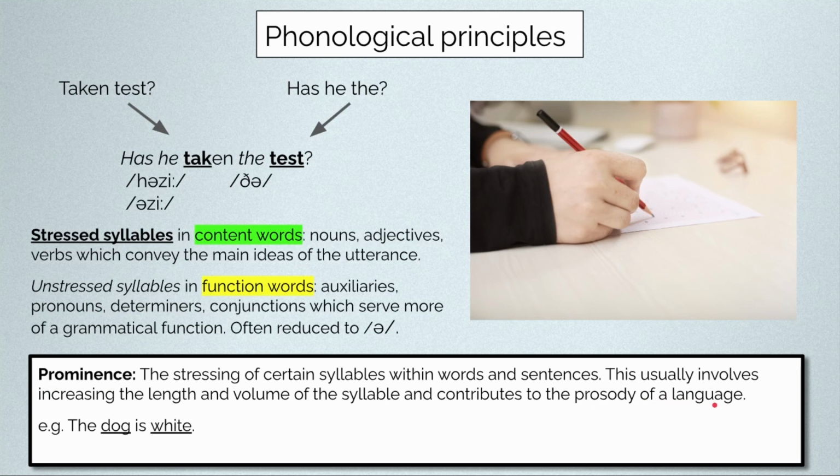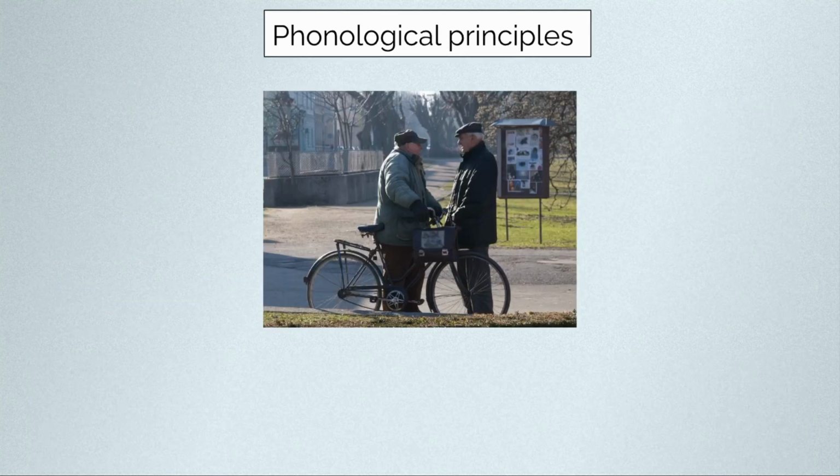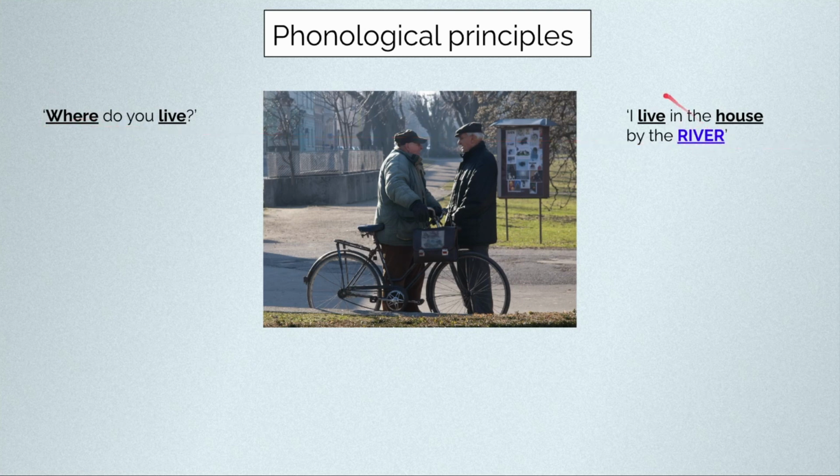Side note, English is considered a stress-timed language, as that is how the rhythm is realized. Let's have a look at these old gents. What do they say? Where do you live? I live in a house by the river. River here is answering the question where. Therefore, this actually has more prominence than both the other content words live and house. So even though these words are stressed, this one is more stressed and there's more of an intonation shift. Therefore, this is called the tonic syllable.